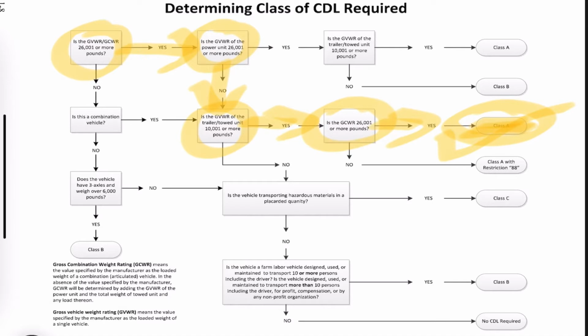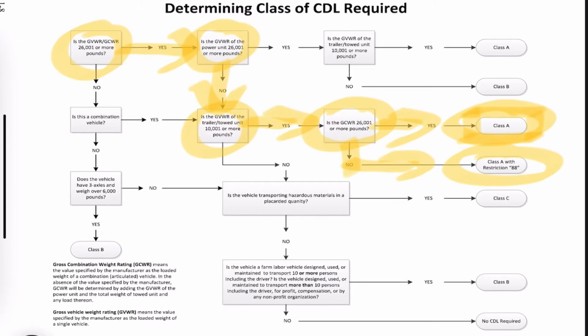And if you are doing this with restriction, you can say no, but still you need a class A commercial license, but you'll have, I guess, restriction 88.